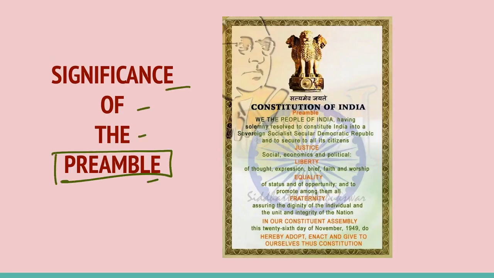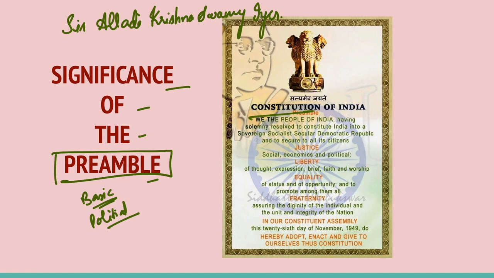Significance of the preamble. The idea of the preamble is that it is the basic philosophy and the fundamental values, political, moral and religious, on which the Constitution is based. The preamble contains the grand and noble vision of the Constituent Assembly and reflects the dreams and aspirations of the founding fathers of our Constitution. In other words, we can say that Sir Alladi Krishnaswamy Iyer, a member of the Constituent Assembly, played a significant role in making the Constitution.